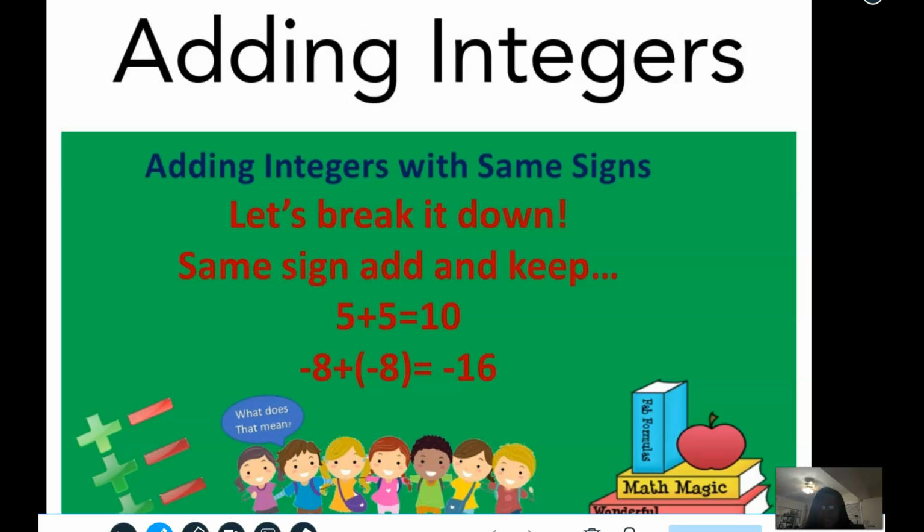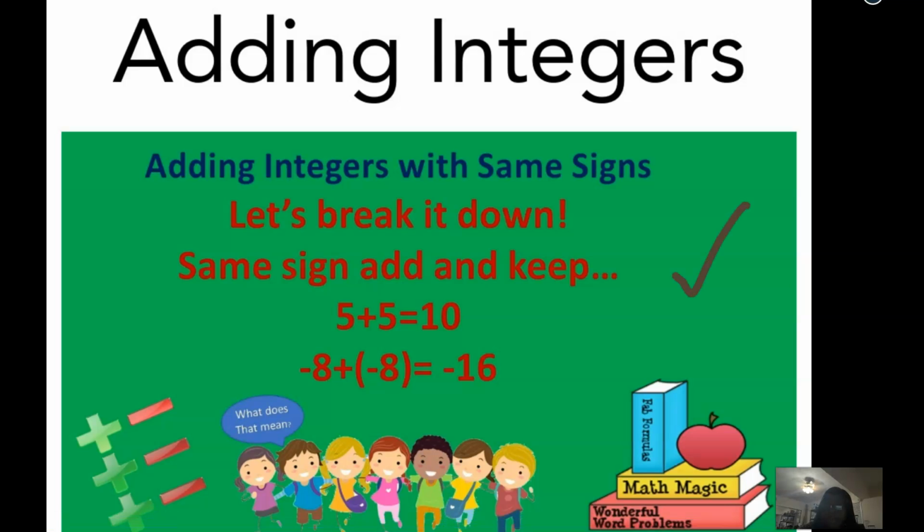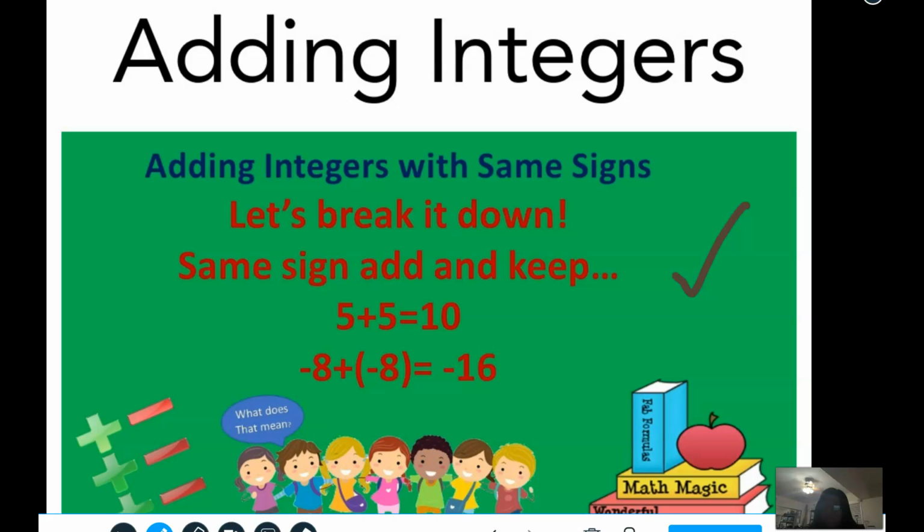When we move down to the next one, we have negative 8 plus negative 8. We see that both numbers have a negative sign in front of them. So we are simply going to add the 8, which gives us 16, and we keep the negative sign. If you are following along with that, go ahead and give me a check and we will move along to some practice.